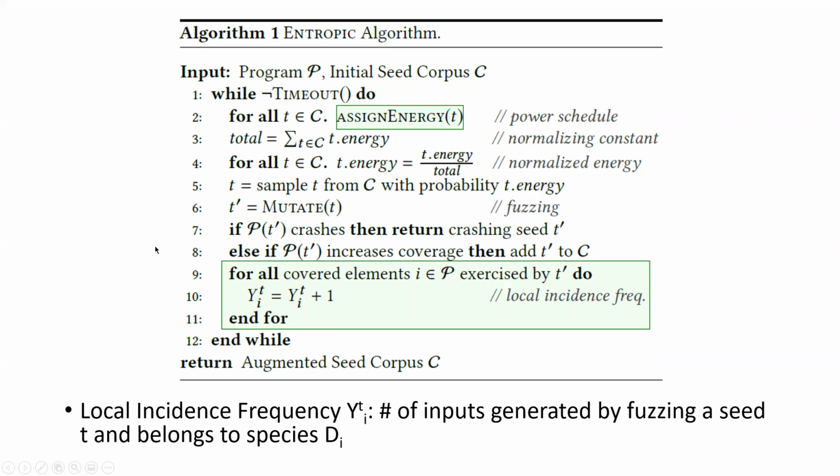Line 7 inputs that mutated seed into the program, and if the program crashes, it straight away returns that seed, because this is what a fuzzer does. It just wants to identify seed inputs that cause the program to crash. And line 8, if the seed doesn't crash the program and increases the coverage, then it's added to the seed population.